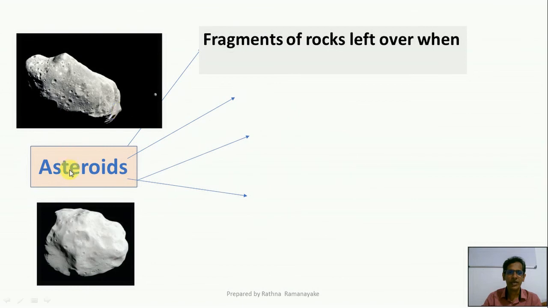Right. Asteroids. Asteroids are fragments of rocks left over when forming the solar system. Fragments of rocks left over.